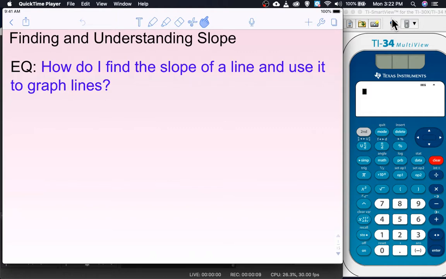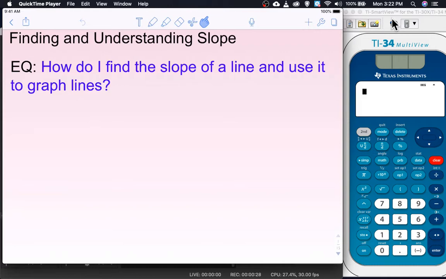So we are starting a new unit that is going to be talking about the equation of a line. And the first piece of that puzzle is being able to find the slope of a line and being able to use that slope to graph lines and past that. So that's kind of the first piece of the puzzle. That's what we're doing here in this lesson.